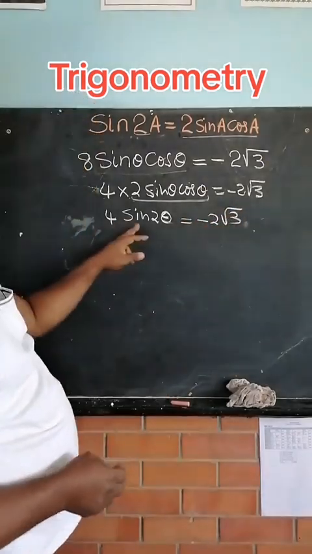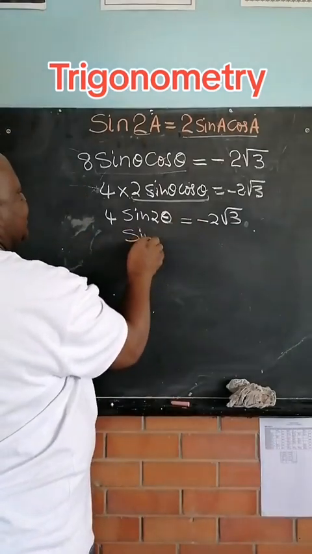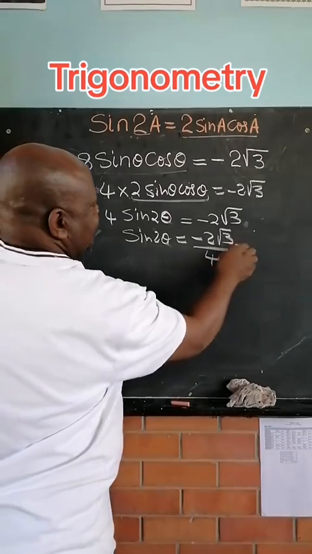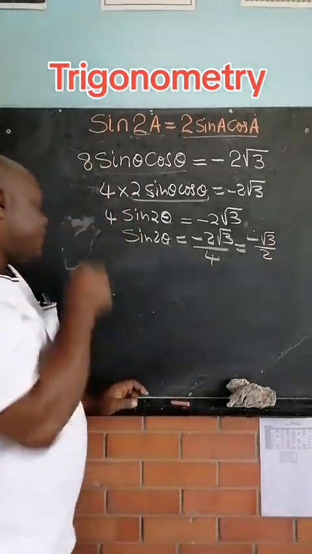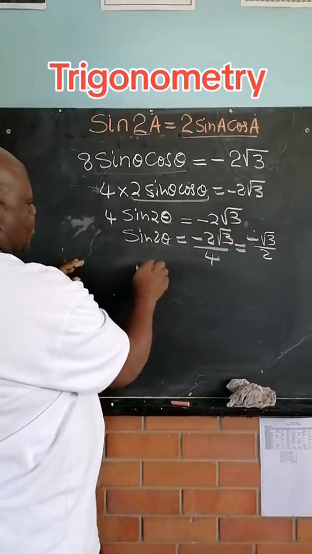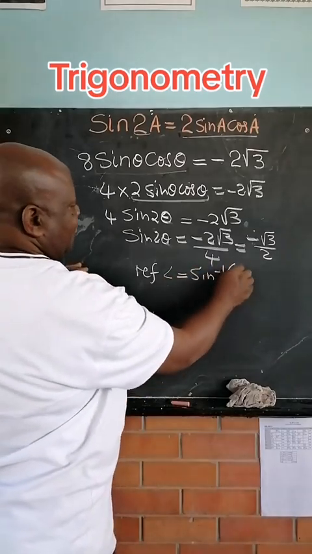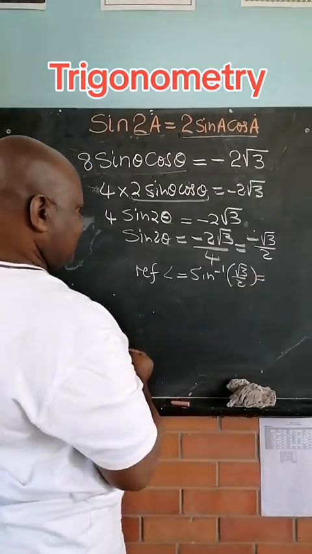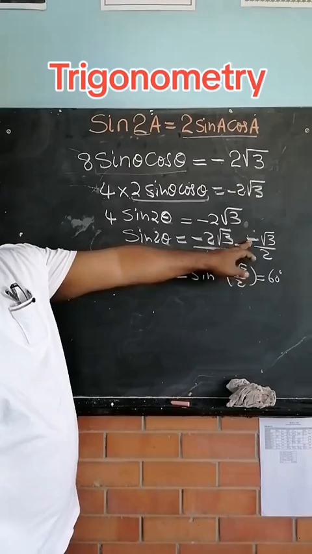Now it's a bit simpler because I am involving only sine. Cos is no longer present. Dividing both sides by 4, sin 2 theta shall be equal to -2 root 3 over 4, which is equal to -root 3 over 2. Okay, then this negative, we will ignore it when we find the reference angle. Let's go through that process. Reference angle shall be sine inverse of root 3 over 2, ignoring the negative. And this gives me 60 degrees. That's the reference angle. Then I am now going to consider the negative that I have.